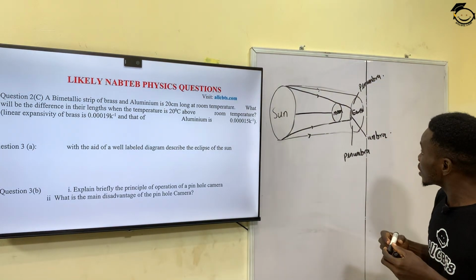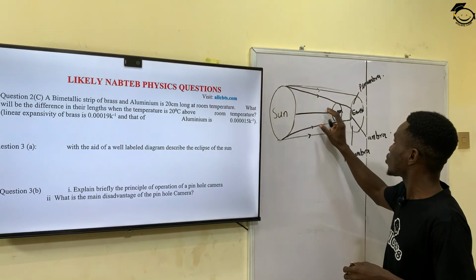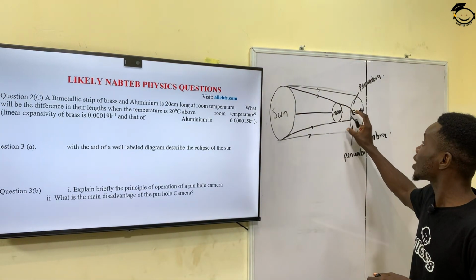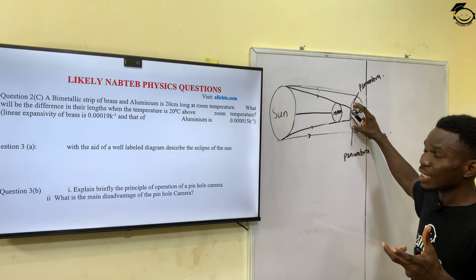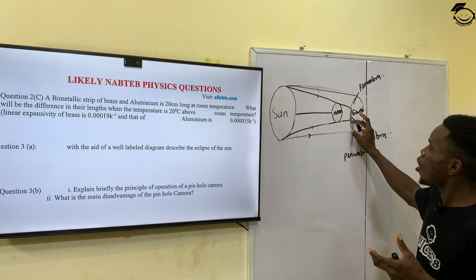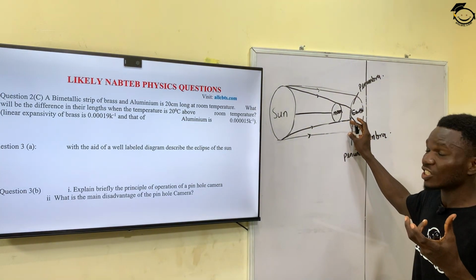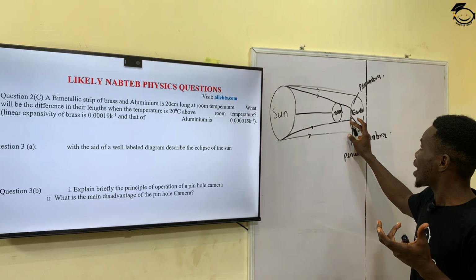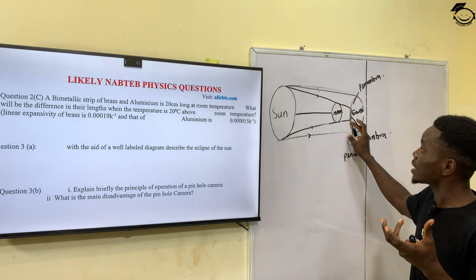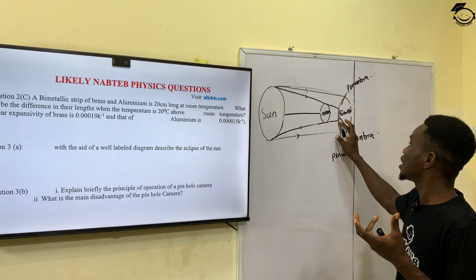Now, when this ray of light coming from the sun is obstructed by the moon before getting to the earth, thereby the moon casting its shadow on the earth. So when the moon is casting its shadow on the earth, as a result of obstructing the ray of light from the sun from getting to the earth, what is it called?